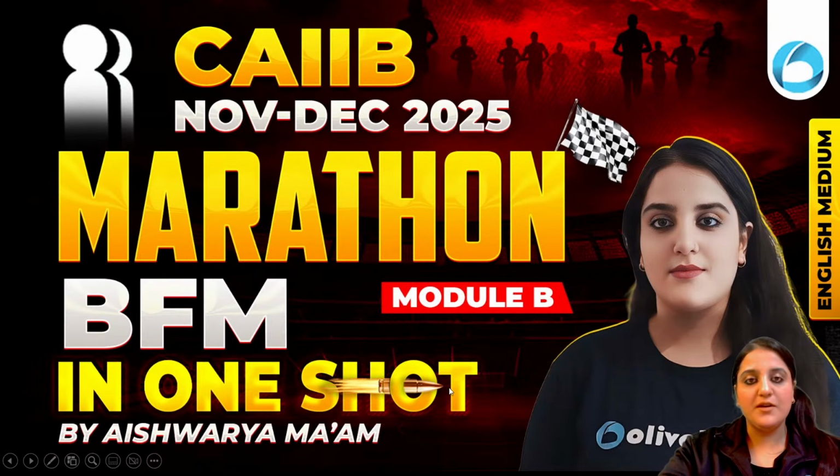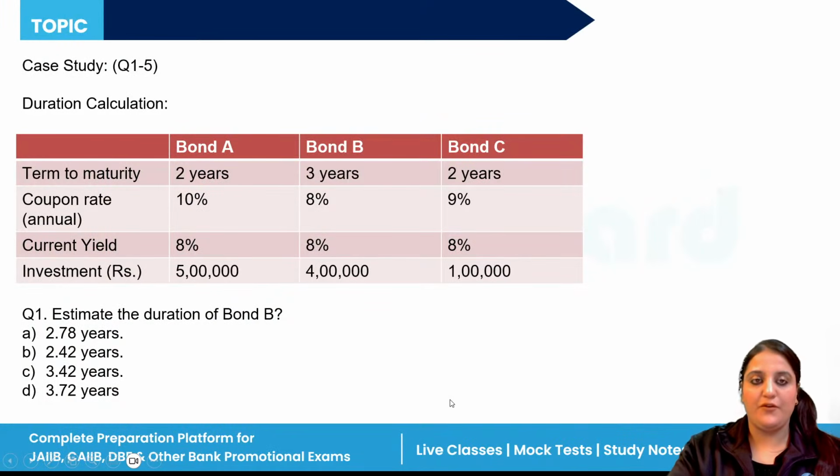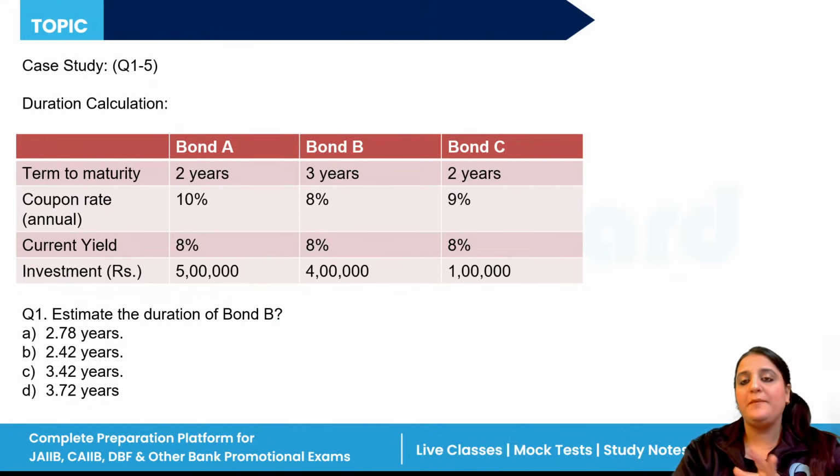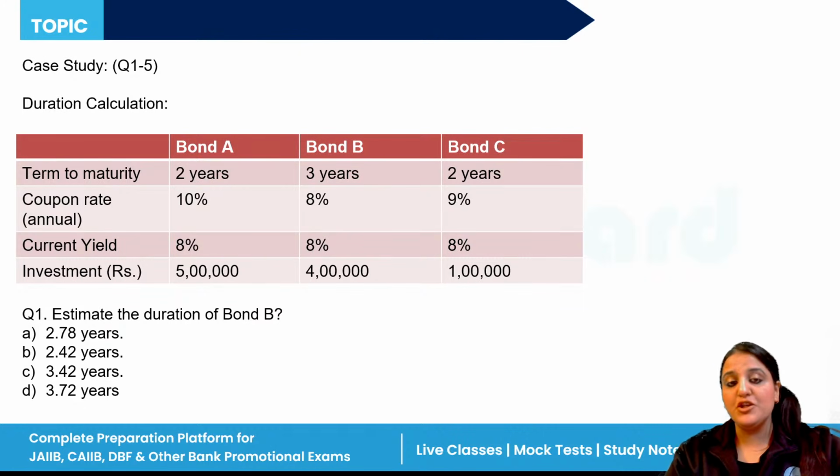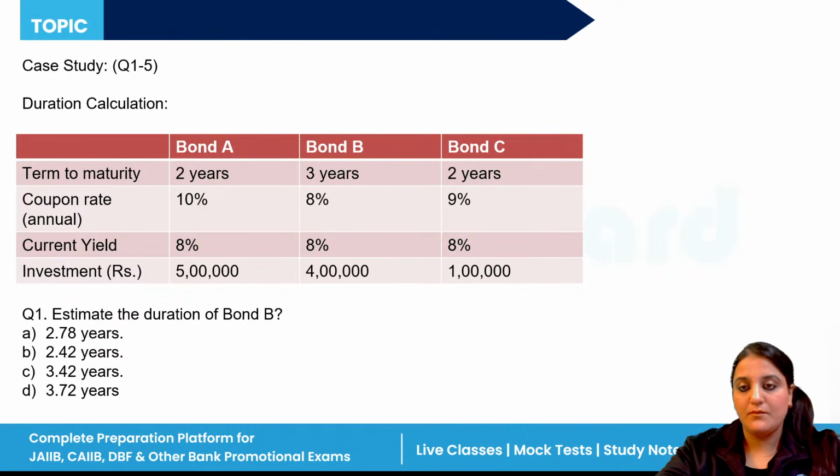So here the first question is in front of you, where we are going to discuss a case study on duration calculation. Here a table is given where bond A, bond B, bond C are given with term to maturity, coupon rate, current yield, investment. We have to calculate the duration of bond B here. What is the duration of bond B? How to calculate? I will explain everything.